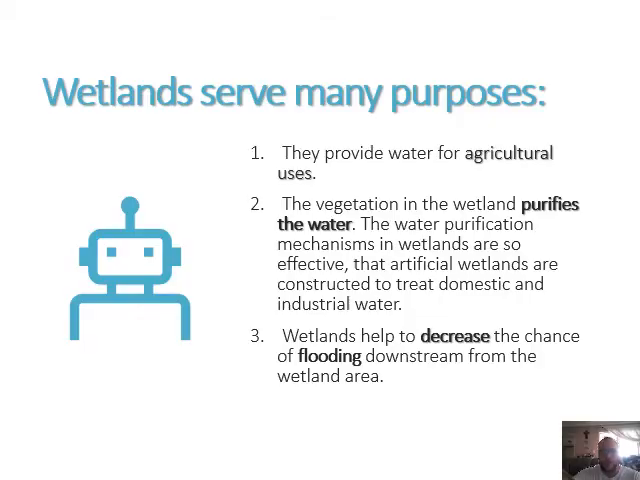Okay, so wetlands serve many purposes. 3 main ones: for agricultural use, for water. Vegetation of the wetland purifies the water, which we've spoken about a couple of times. The wetland helps to decrease the chance of flooding downstream of the wetland. And those are all really important, because if you do not have a legitimate structure, it means that your lands will probably not cope.